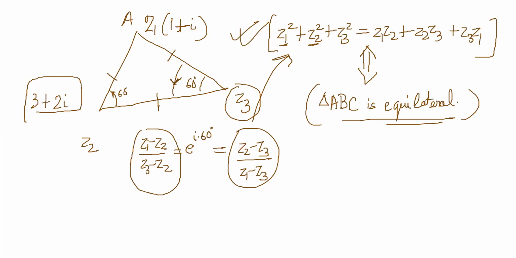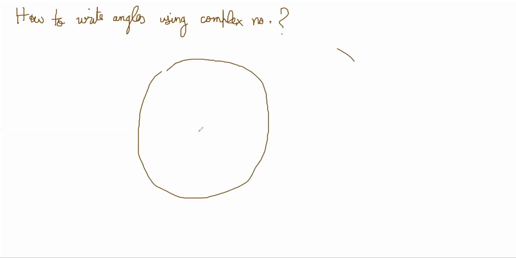So what we have learned basically is how to write angles using complex numbers. So we can get many conditions now using this. So for example, we already saw that the sum of angles of a triangle was equal to 180, right? Now we can see things like this, for example.